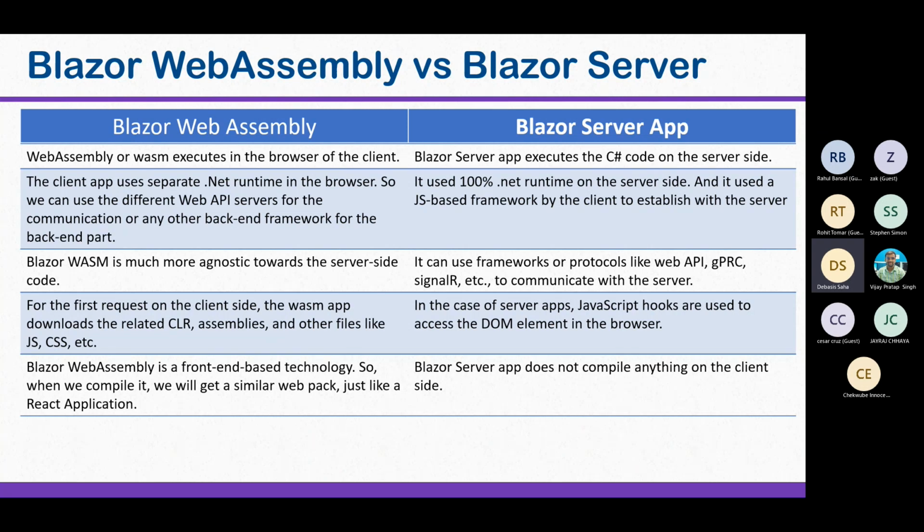So when we compile it, we get a similar Webpack, just like when we compile a React application, and that Webpack will be loaded in the browser. But in the case of servers, a Blazor server app does not compile anything on the client side. It mainly compiles on the server side and sends the signals or communications through SignalR or API to the client side.